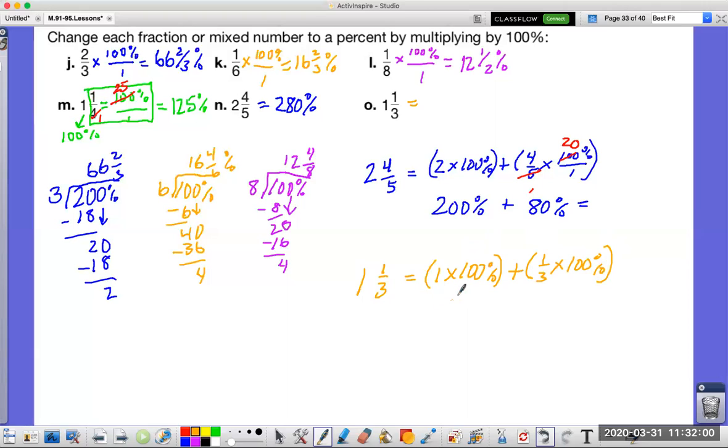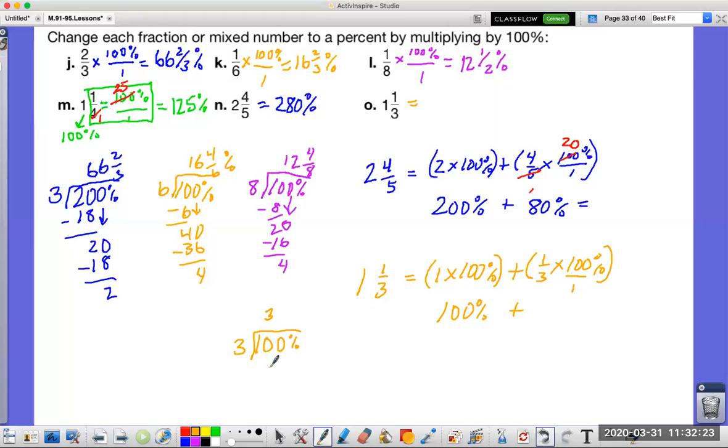Okay, so now I just need to break this down. This is 100% plus, what's this going to be? Well, this is going to be over 1. 100% divided by 3, 100% divided by 3. I haven't done that yet. So what's 100% divided by 3?